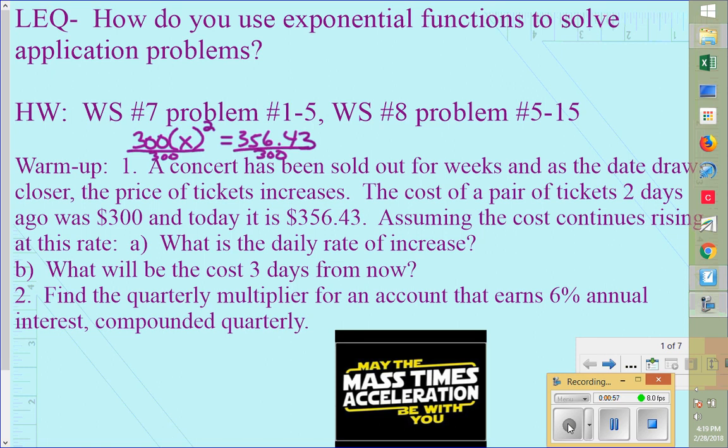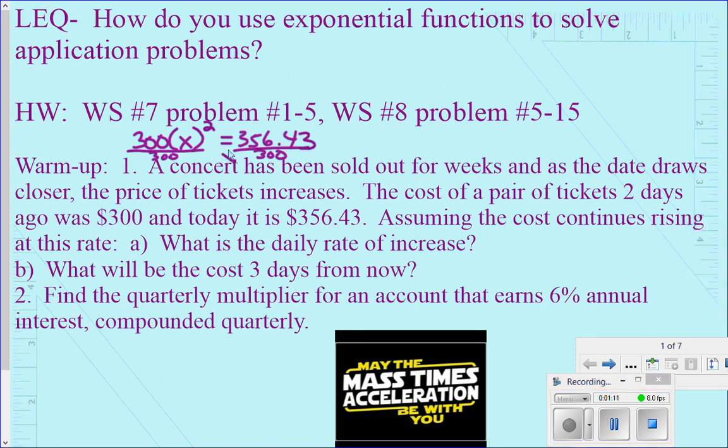Okay, so that gives us, I don't think I actually simplified that. I just left it as 356.43 over 300. Then I'm going to take the square root of that. And that's going to leave me with x is equal to, now really we'd have the absolute value, but we're disregarding the negative here. That gives us 1.09. So that's the multiplier. The question's asking for the percent, the daily percent. So that's 109% minus 100 is 9% increase.